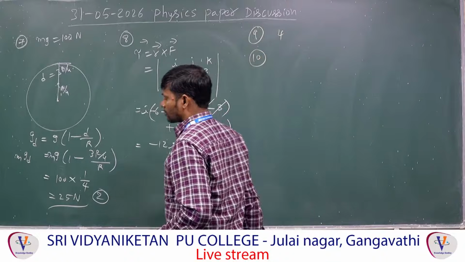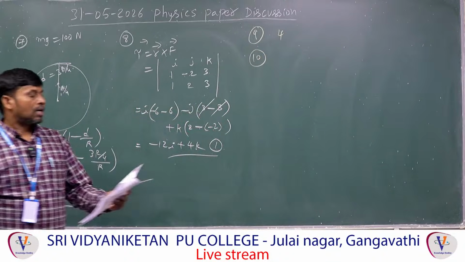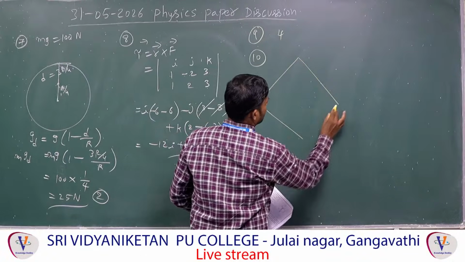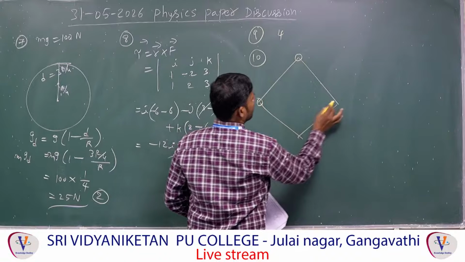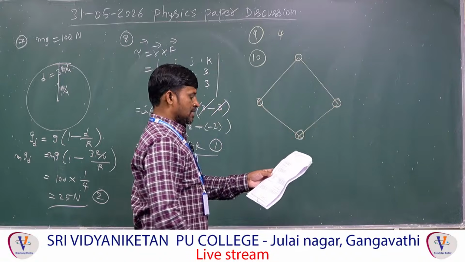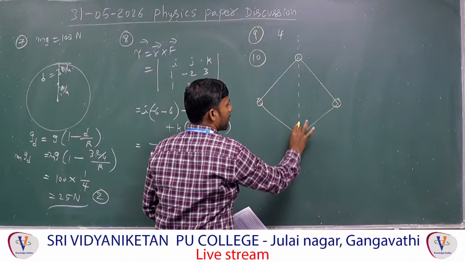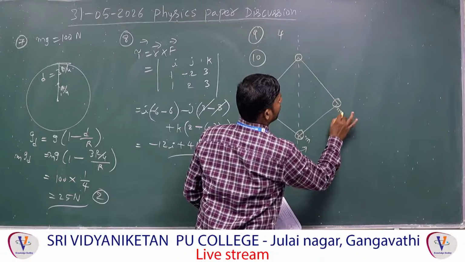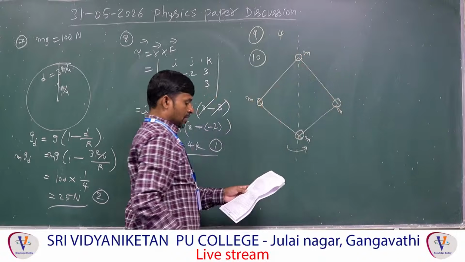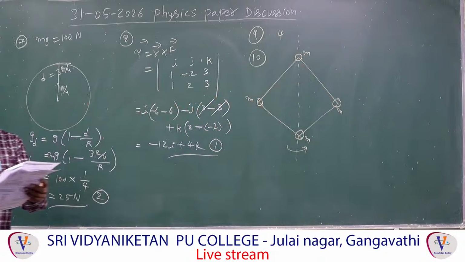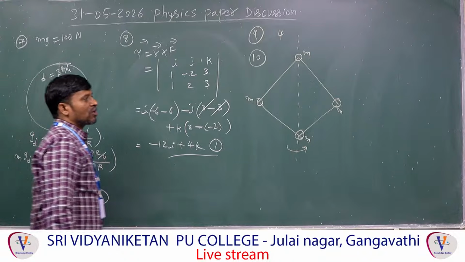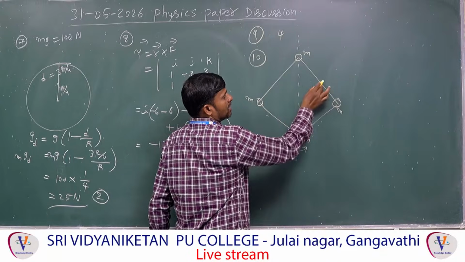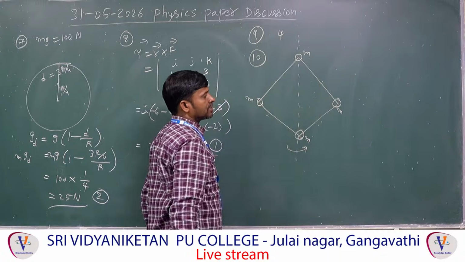Question number 10. Right, in question number 10, 4 masses are given. First one, second, third and fourth one. Axis is like this. This is the axis of rotation. Each particle has mass m. What is the moment of inertia of the 4 particles about the axis? These are massless rods, there is no mass, leave it.